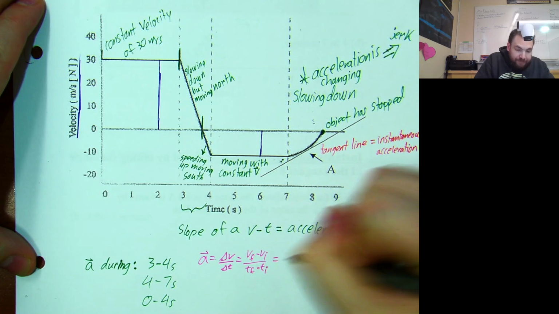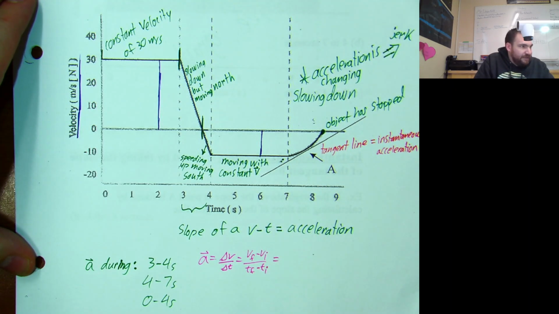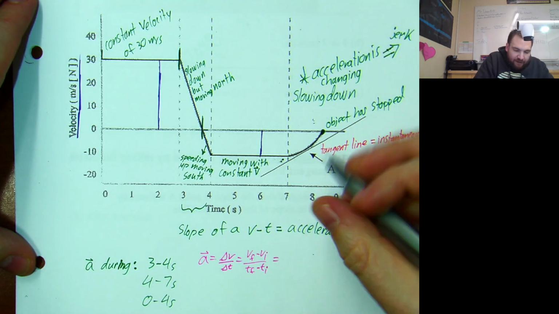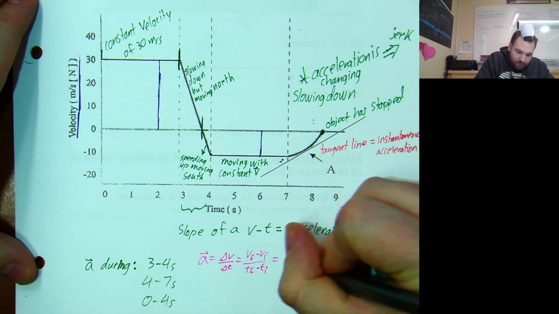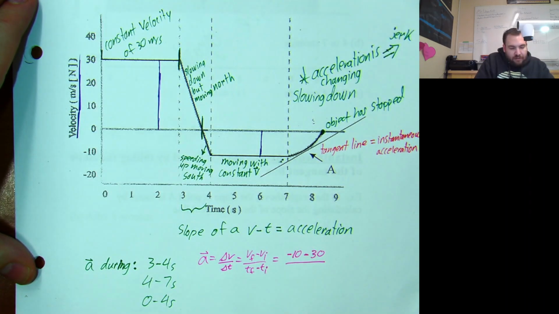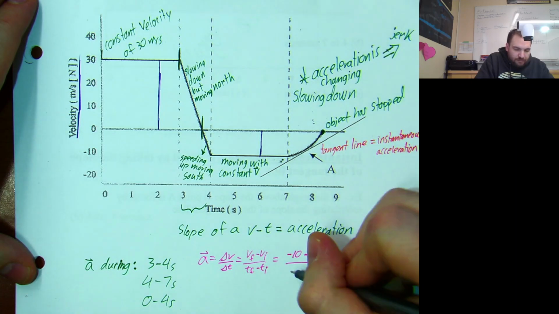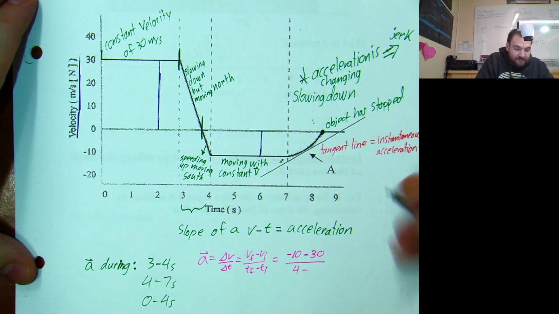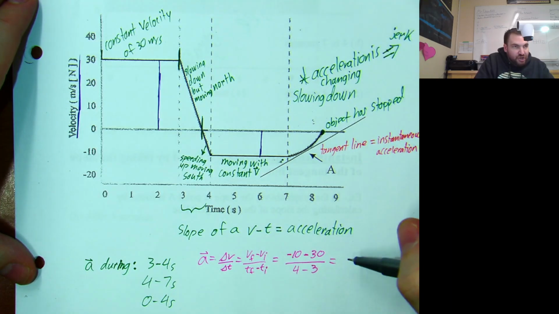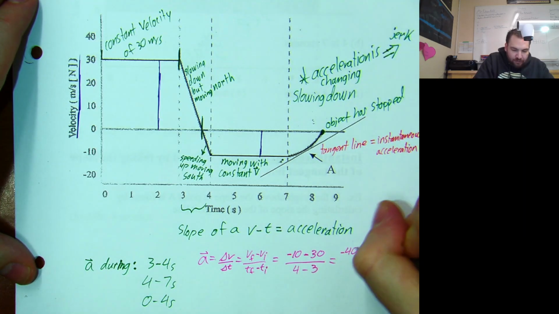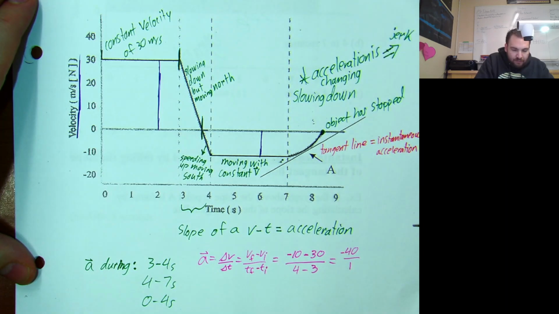Let's actually write that in there. V final is negative 10, minus our v initial. What's our initial v? 30. Our final time is 4, and my initial time is 3 seconds. So I've got negative 10 minus 30, which is negative 40 over 1.